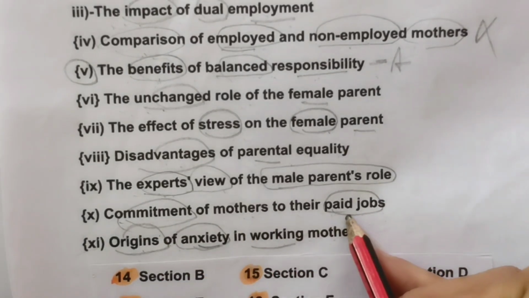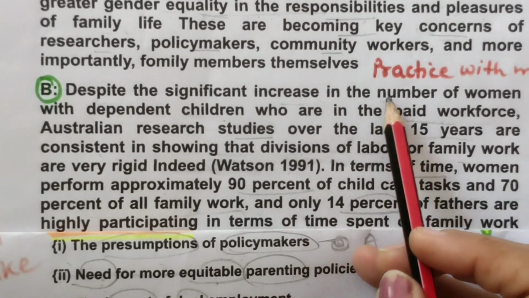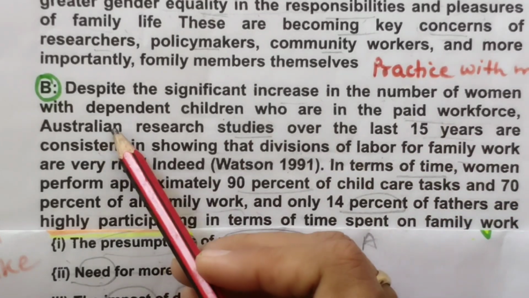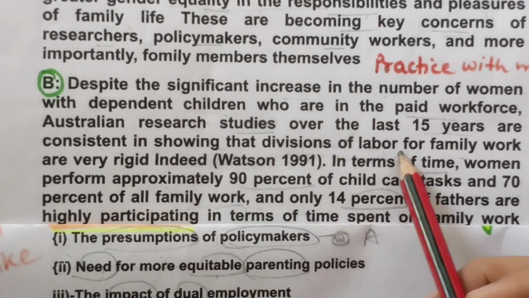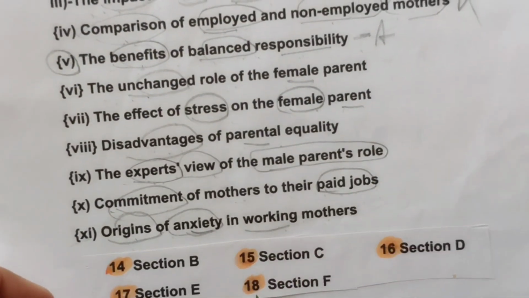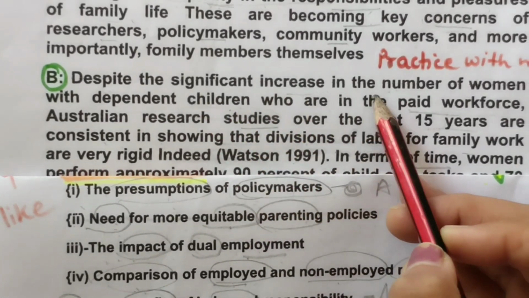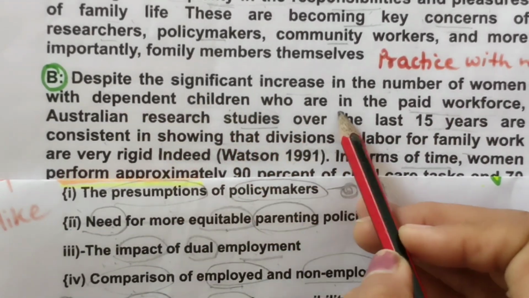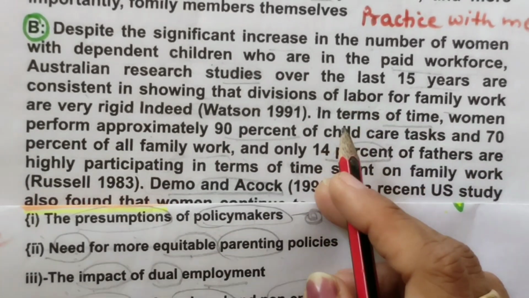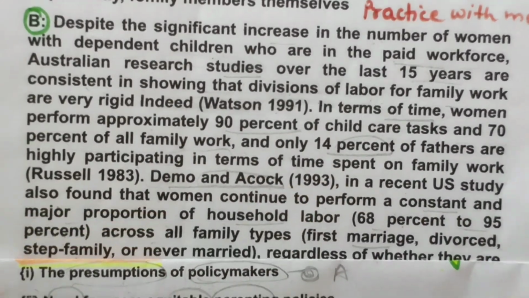A commitment of mothers to their paid jobs. Paid job, it is given: despite the significant increase in the number of women with dependent children who are in the workforce. Okay, labor. So what will come? Origins of anxiety in working mothers. This is also not there. I think despite the significant increase in the number of women who are in the paid workforce, now they are talking about family life. They are talking about in terms of time women perform. Some data they have given.